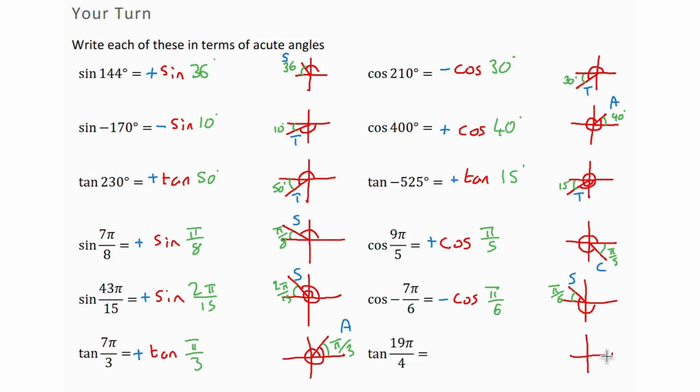And finally, we have got 19 pi by 4. That's going to be 4 pi by 4, 8 pi by 4, 12 pi by 4, 16 pi by 4, and then that would be 20 pi by 4. So 19 pi by 4 is going to be here. And so that's going round and round, all the way around a few times. What is the acute angle? It is pi by 4 to get from 19 pi by 4 to 20 pi by 4, which means this is related to tan of pi by 4. We are in the sine quadrant, so tan is going to be negative.